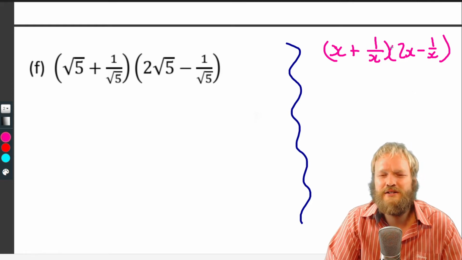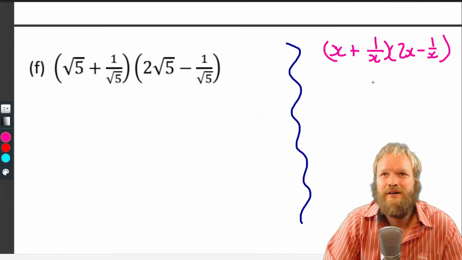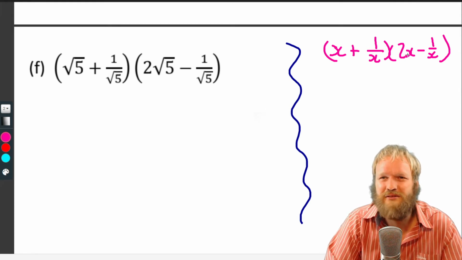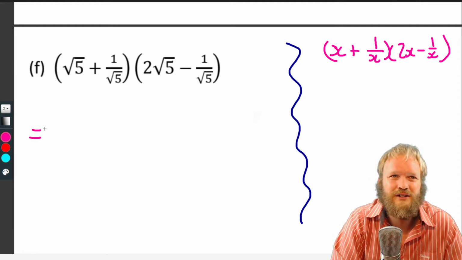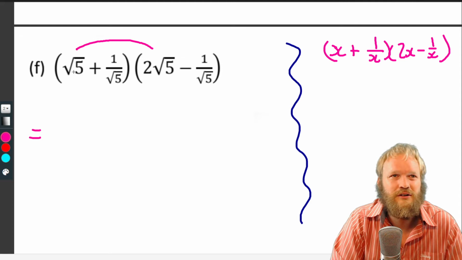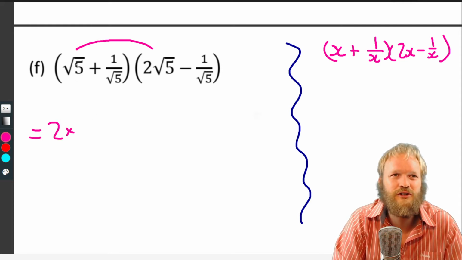Now, if I were given this thing up top here, I would just multiply out. I don't feel like I would go an x to the minus 1. Not really going to get us anywhere. So let's go through this. Square root 5 times 2 square root 5. Cool, we've done this type of thing before. 2 times root 5 times root 5 is 5.